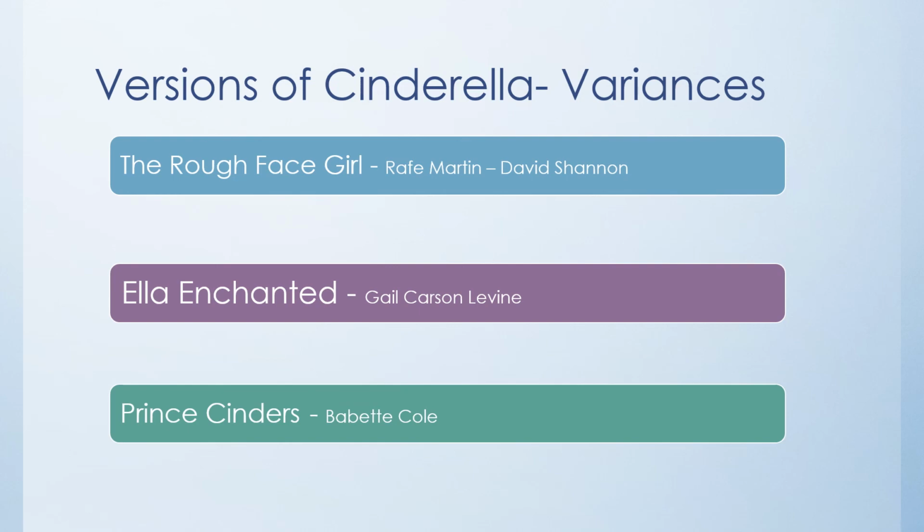There were quite a few differences as well. Prince Cinders, of course, was a male version, so his roles were reversed. And in Ella Enchanted, hers was more about finding herself than it was finding her true love, and she did. And then Rough Face Girl, it was more about beauty is on the inside than it was about her marrying her Prince Charming.